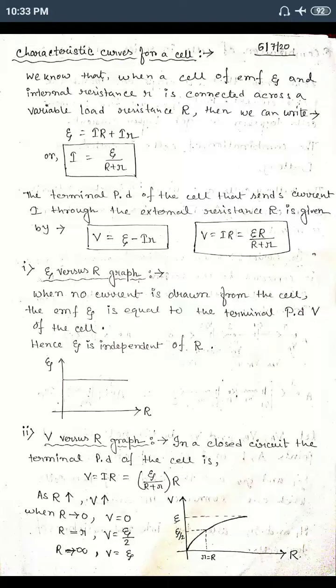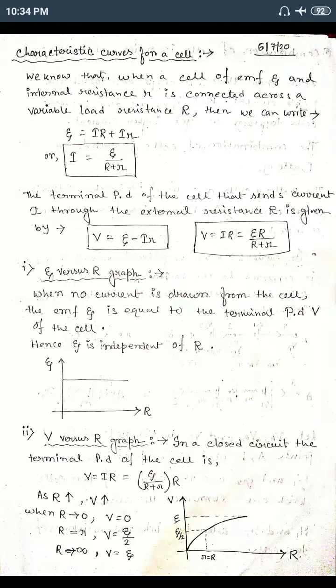When a cell of EMF E having internal resistance r is connected across a variable load resistance R, the external resistance, from that expression we get the current I equals EMF E by R plus r. R is the external resistance and small r is the internal resistance of that cell. So the total resistance of the circuit is the sum of the two resistances because they are connected in series.